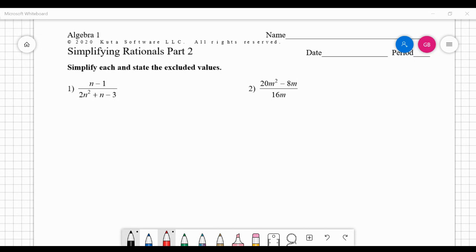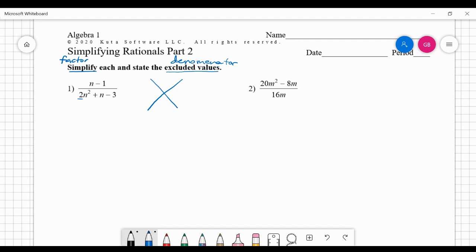Today I'm just going to go straight to the worksheet. So remember, to simplify, that means you're going to have to factor something. And then when you state the excluded values, you're going to focus on the denominator only. Okay? So for number one, the only thing we could factor is the denominator. What's different today is that you have this number here in the front. So factoring is going to be a little bit different.